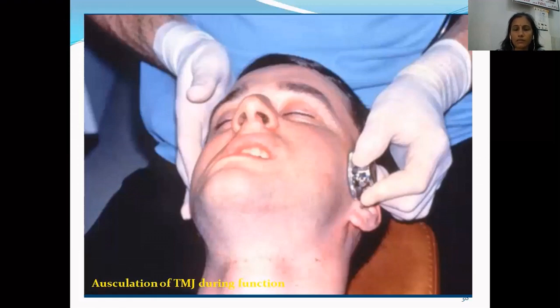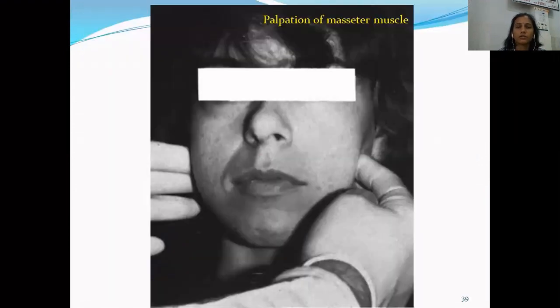Once you inspect and palpate, you should auscultate in the pretragus region for any sounds, whether there is any popping sound or grating sound. These we should evaluate by using a stethoscope in your clinics. Then coming to the examination of muscles of mastication.